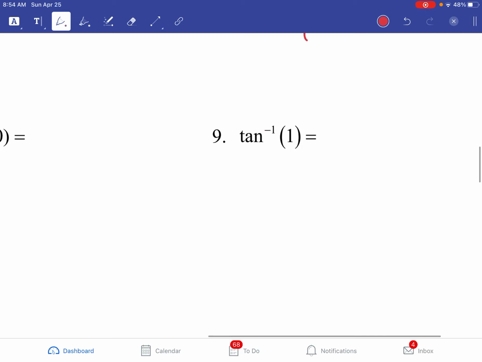Number 9. Where is tangent going to be positive 1? Kind of like we did with negative 1, we're looking for two values that are the same, but this time they're both positive. So we have root 2 over 2 divided by positive root 2 over 2, which is going to give you positive pi over 4. So that's some pretty simple examples.